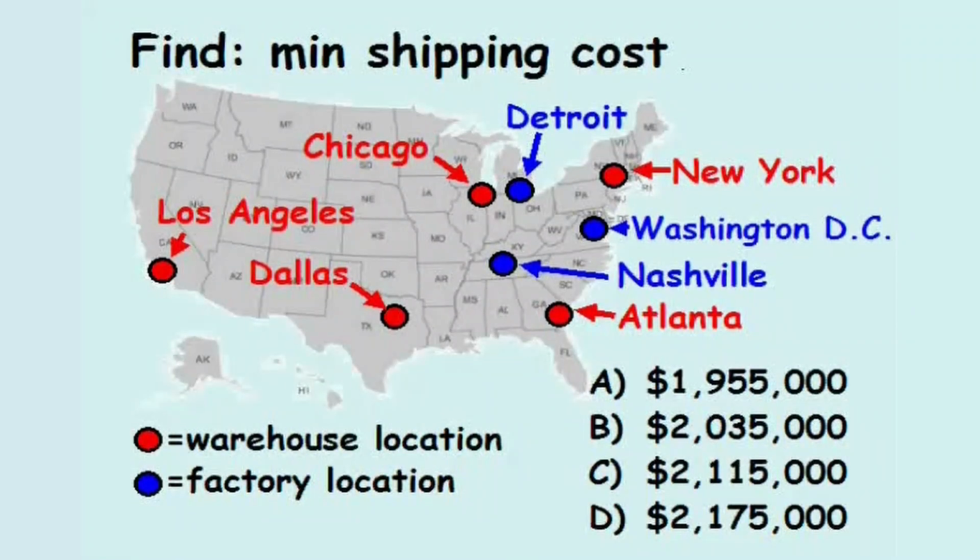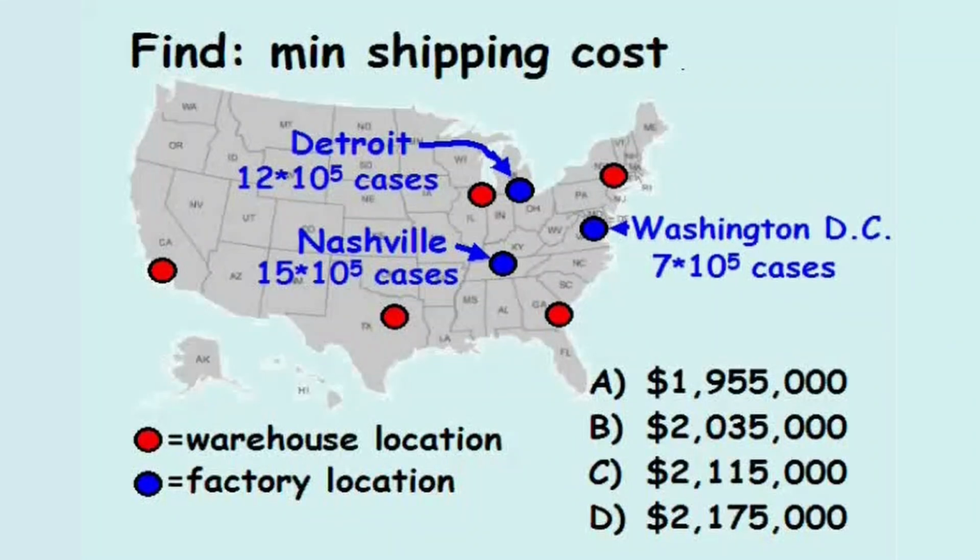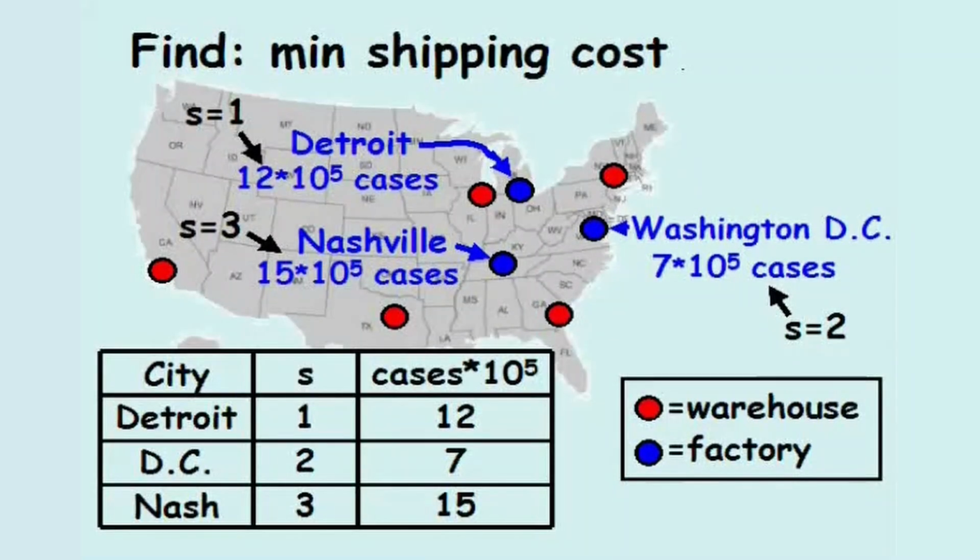In a given month, the factory in Detroit can produce at most 1.2 million cases of materials. The factory in Washington, D.C. can produce at most 700,000 cases of materials, and the factory in Nashville can produce at most 1.5 million cases of materials. If we assign variables S for supply, S equals 1, S equals 2, and S equals 3 refer to the maximum monthly supply from the factories in Detroit, Washington, D.C., and Nashville, respectively. This data can be summarized in a table.